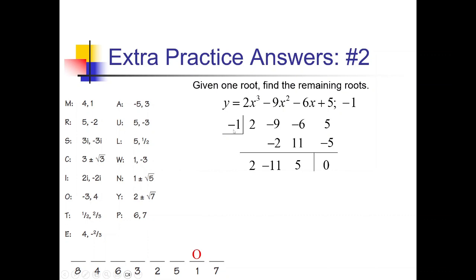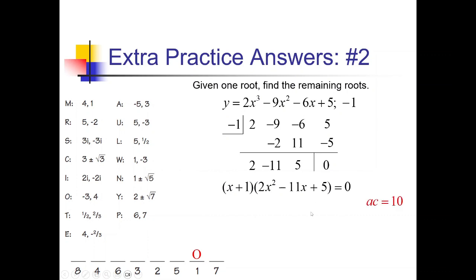So I've got x minus minus 1, or x plus 1, is one of the factors I could break this into. And then I've got 2x squared minus 11x plus 5. So I'm going to have to use either quadratic formula or AC method to figure out this 2x squared minus 11x plus 5. I'm going to go with AC method here.